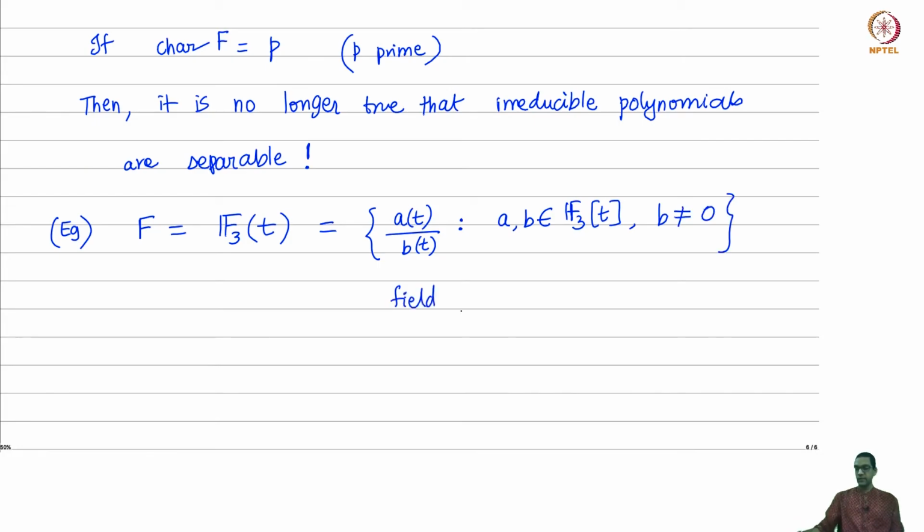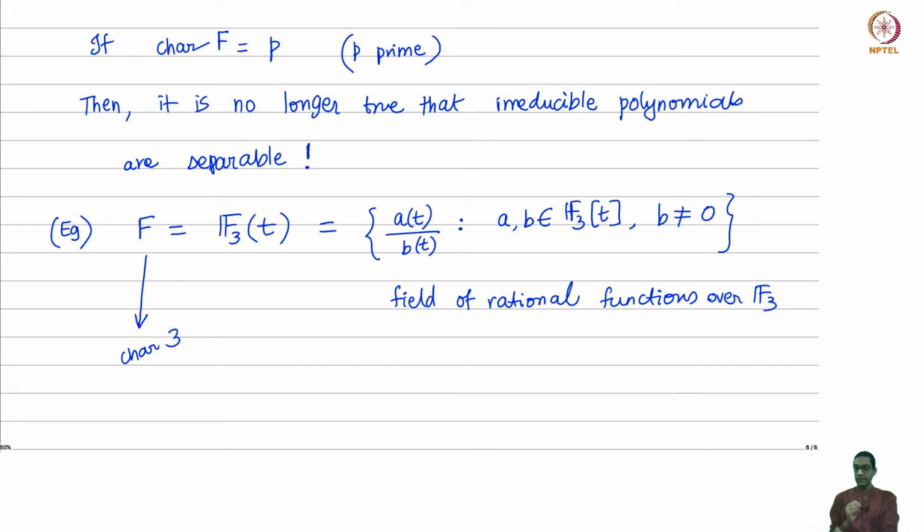It's a field, and it's in fact still a field of characteristic 3. If you take any element of this field and you take 3 times that, then that's just 3 times a over b, but 3 times a is just the 0 polynomial. So F3(t) is still of characteristic 3. It's a field of rational functions over the field F3, and this is still a characteristic 3 field. So I should say F is a characteristic 3 field.